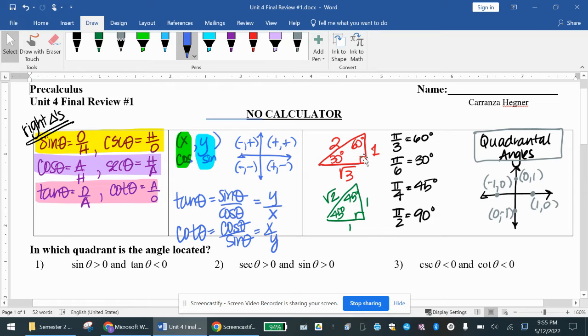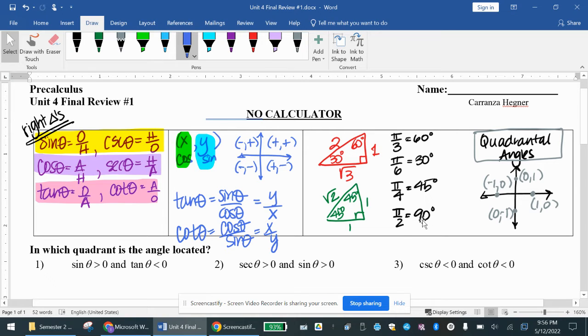We also talked about how besides degree mode, you had to be familiar with radians. So radians are the ones that are written with pi. Quick reminder that pi over 3 is not 30 degrees. The 3's don't go together. So pi over 3 is 60, pi over 6 is 30, pi over 4 is 45, and pi over 2 is 90.